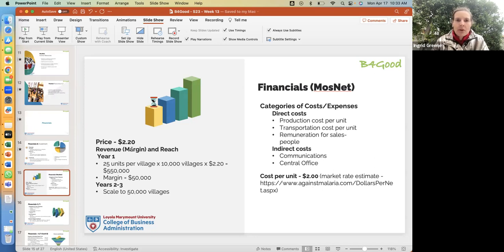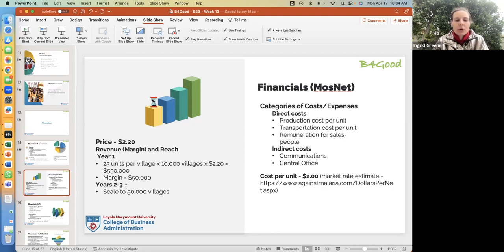Now let's go through and compute the reach. And so how much money will you make overall? You're going to estimate that in year one, you'll do 25 units per village. You'll do 10,000 villages. And if you charge $2.20, you'll make $550,000. Your margin then is going to be $50,000. That's that 20 cents here times the 25 units and the 10,000 villages.